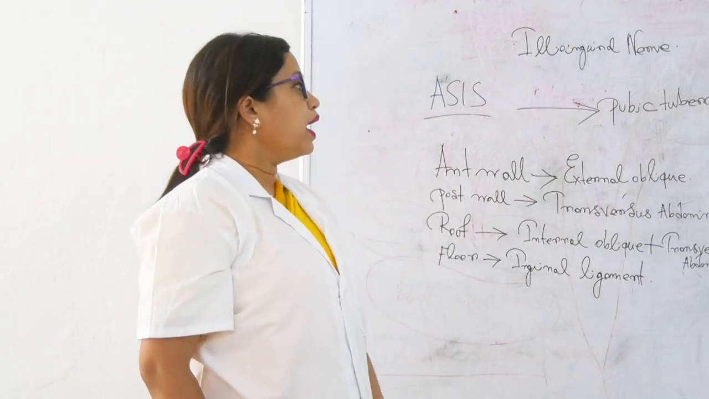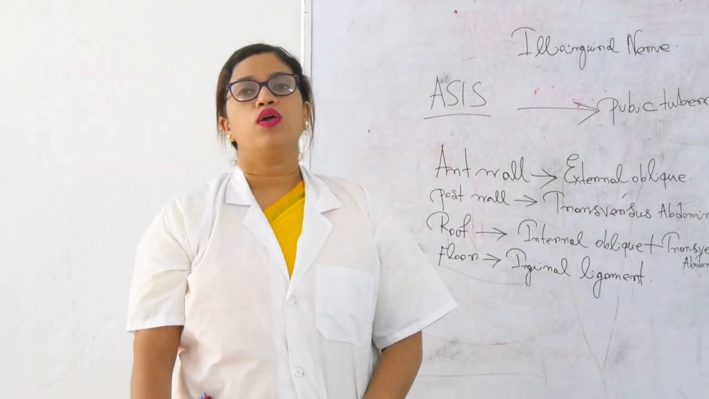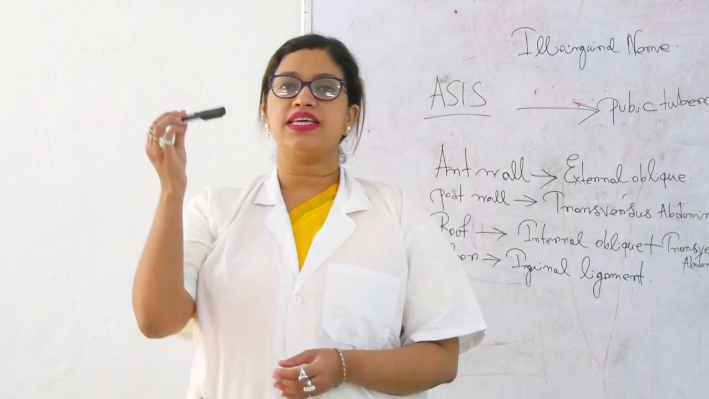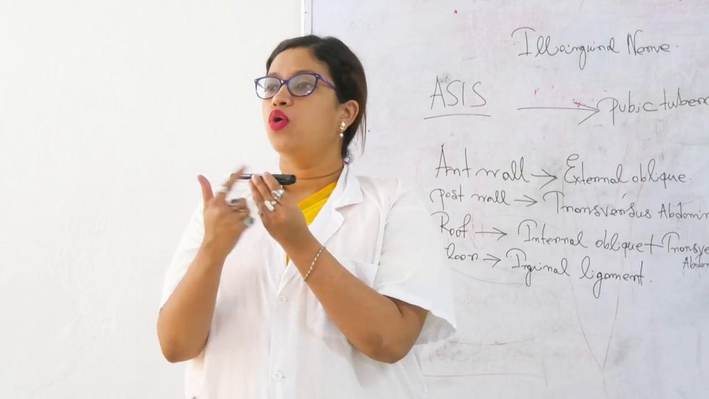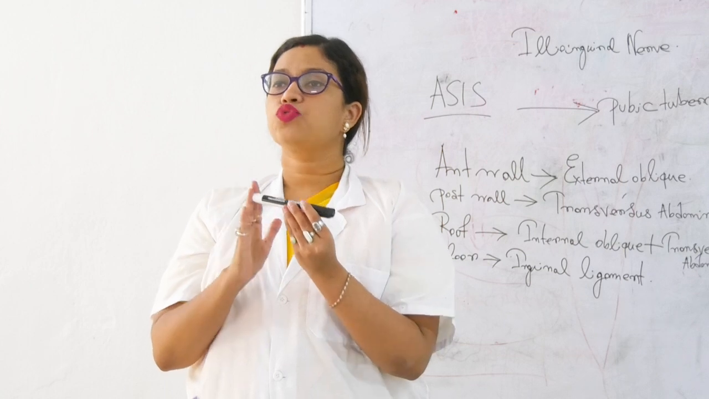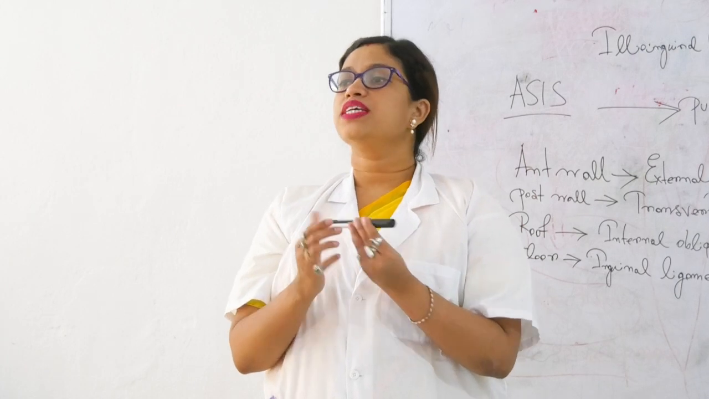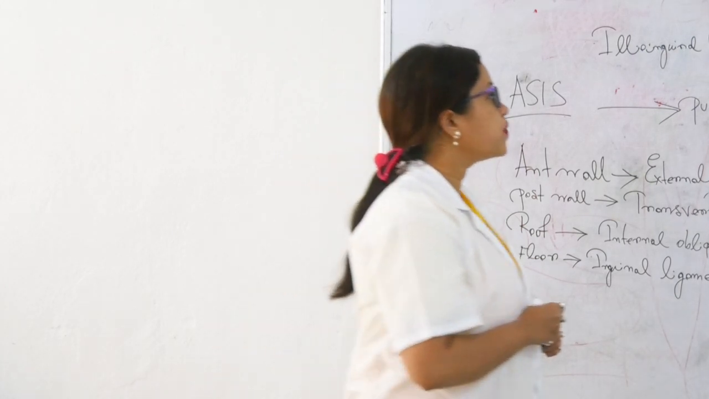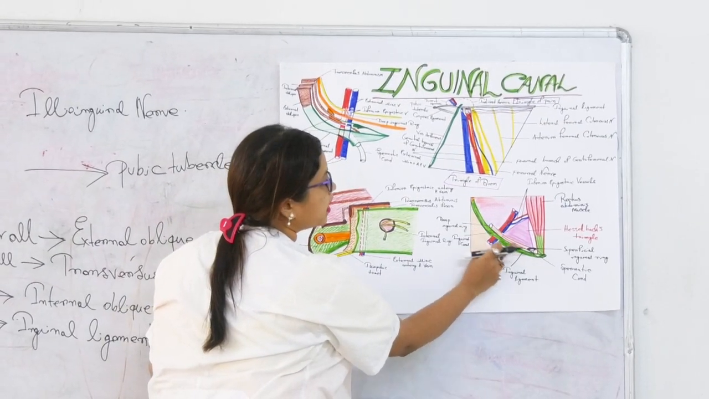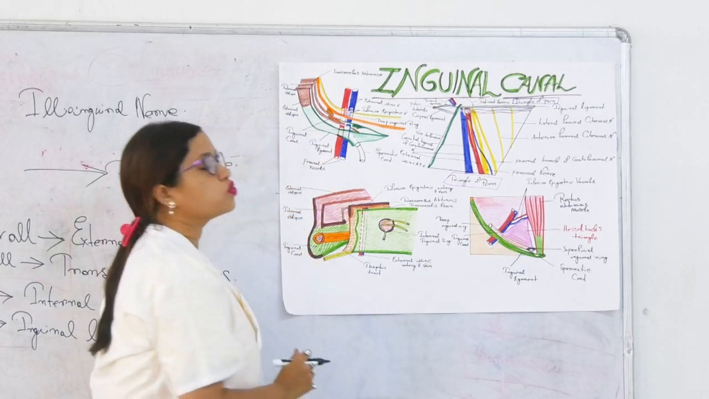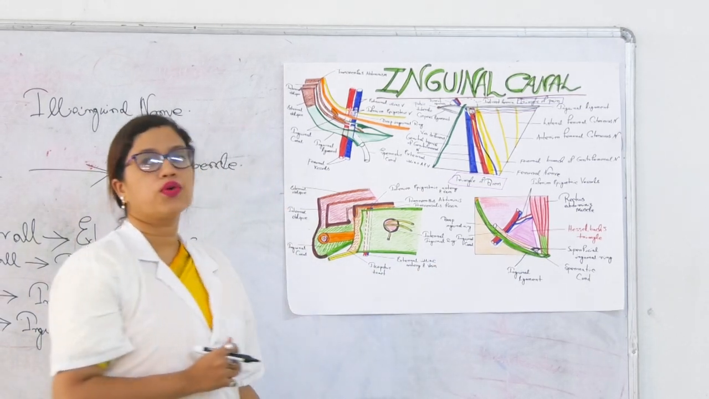Now coming to the mechanism of the inguinal canal. For knowing the mechanism you have to understand this. So see, this is the canal, right? This is the inguinal canal. It has got two openings. One is medial, towards the pubic symphysis, another is lateral. So the medial opening is known as the deep inguinal ring, whereas the lateral opening is known as the superficial inguinal ring.